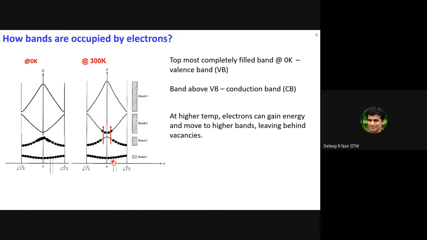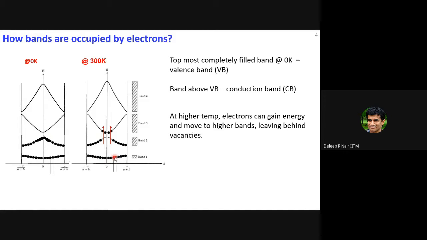So for a completely filled band, for every wave number, for example, let's take this electron with this wave number, there is an identical state on the left side with an identical k vector and with a negative slope. So you can see this.